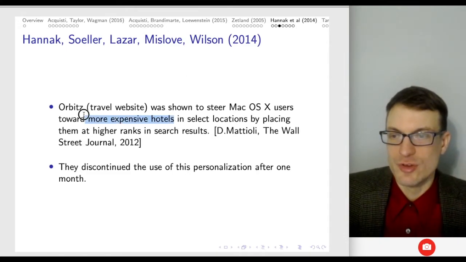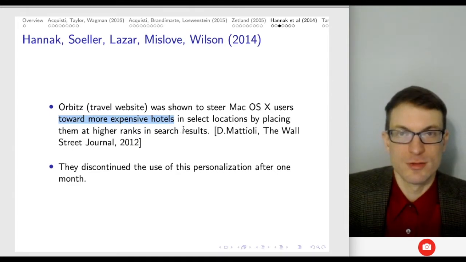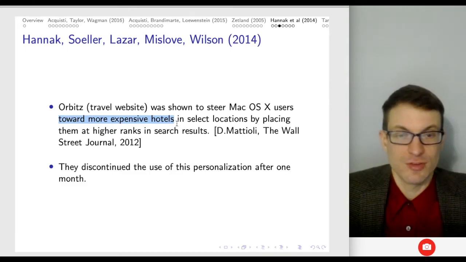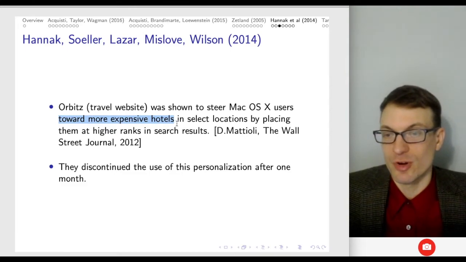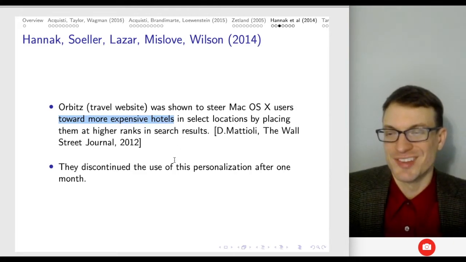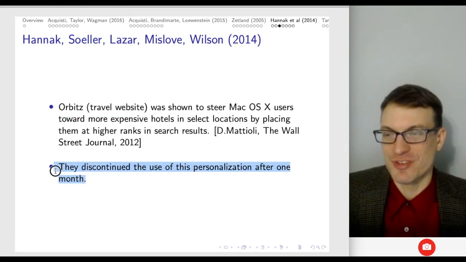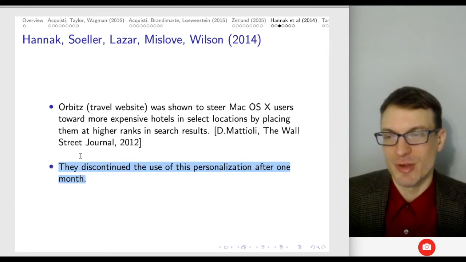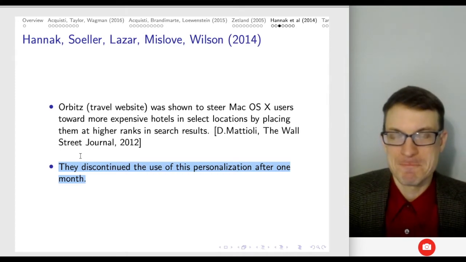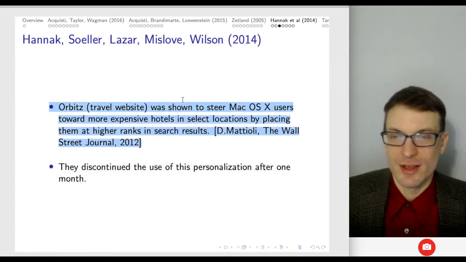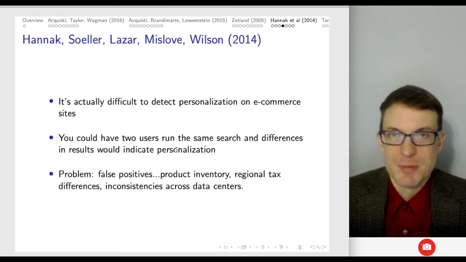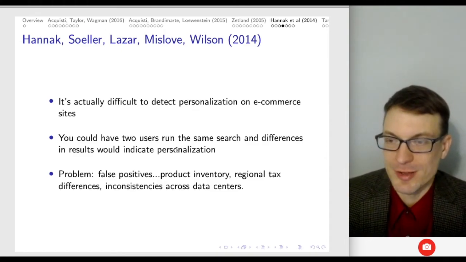But if you were a Mac user, you were shown the more expensive hotels first, and then assuming that people are lazy, maybe they just would assume that this is an expensive area and say, okay, that price makes sense, and then they just buy from the more expensive hotel. They discontinued the use of this personalization after a month. However, there's certainly, to some extent, ways that the browsing data and price discrimination are being implemented in ways that are maybe less transparent.